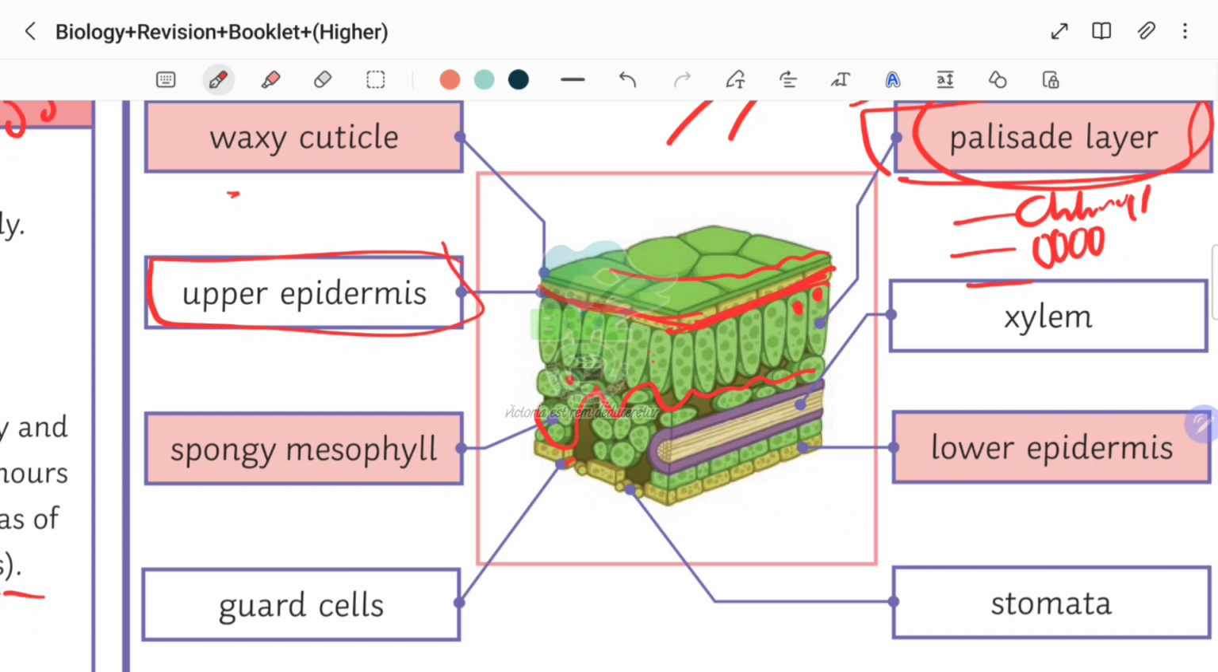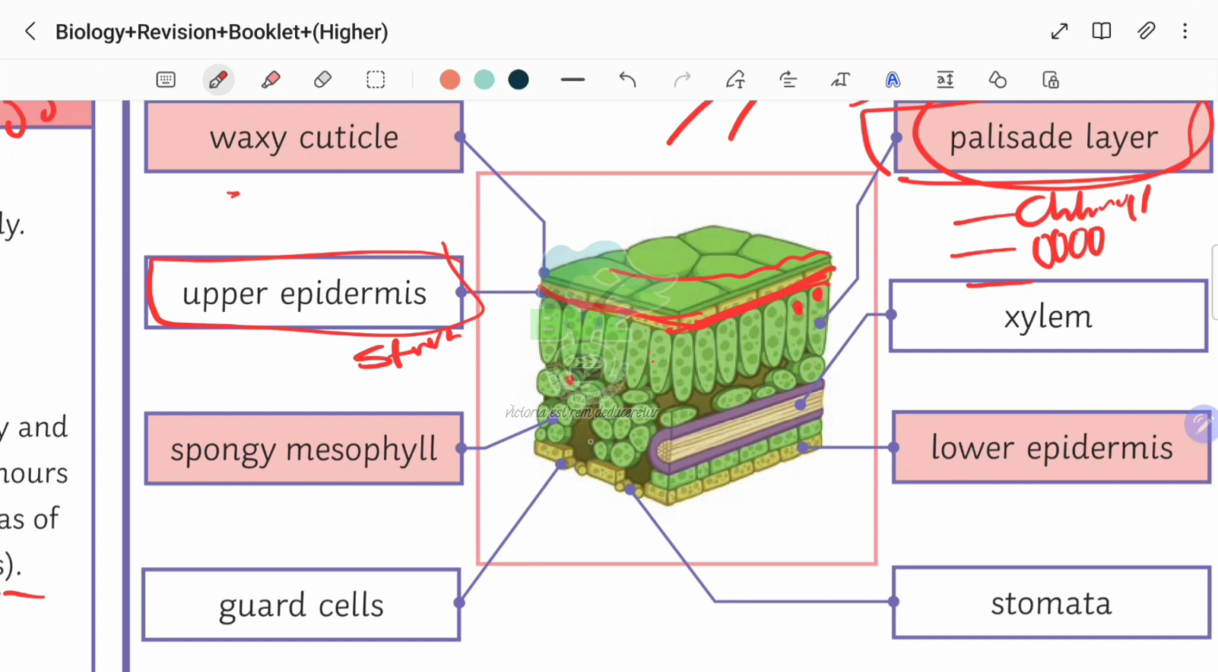Another thing I want you to remember is that it also serves as a temporary storage of what? Of starch, or say of manufactured food. Yes, so it serves as a temporary storage of manufactured food. That's aside the fact that it has the airspace. And what's the function of the airspace? For gas exchange, for carbon dioxide to go in during photosynthesis, and oxygen to come out.